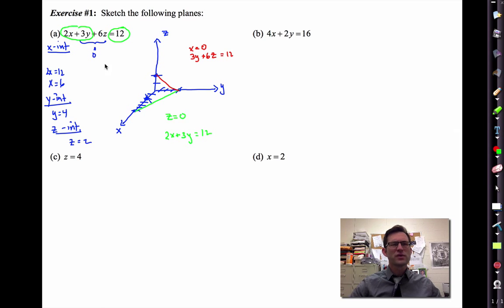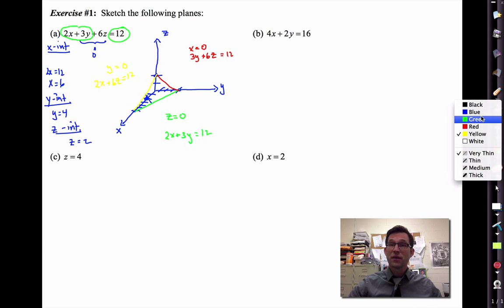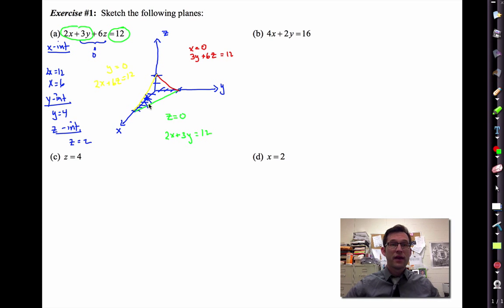Let's see how the yellow works. We haven't done that very much. Oh, that doesn't work very well at all. So if I set y equal to 0, we're still going to stick with it. We would get 2x + 6z = 12. That's also a line, specifically this one. I do like the colors, though. I'm going to go back to blue, and then this would just kind of get filled in.